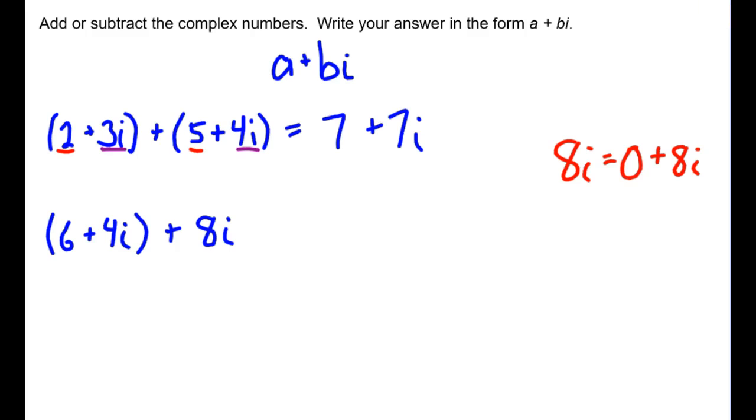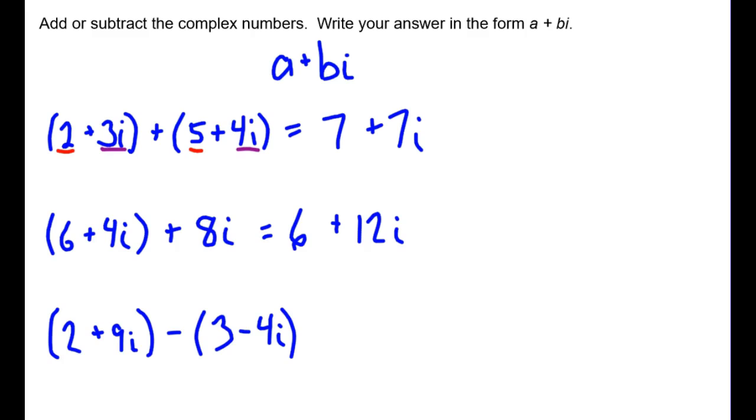Now getting back to this problem, we still add corresponding parts. 6 is the only real part, so we have 6 plus 4i plus 8i. 4 plus 8 is 12i. And we are in the form a plus bi. The value of a is 6. The value of b is 12.